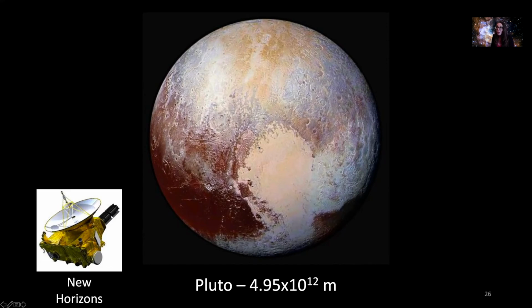Now we know that Pluto actually has plains here. It's got craters, it's got mountains, it's got valleys. It has all of the geological features on its surface that we have here on the Earth too. And we'll find out that a lot of the planets in our solar system actually have similar geological features to our own Earth.